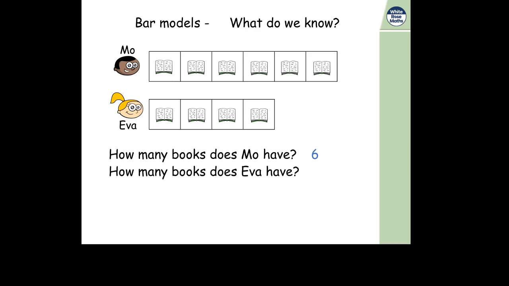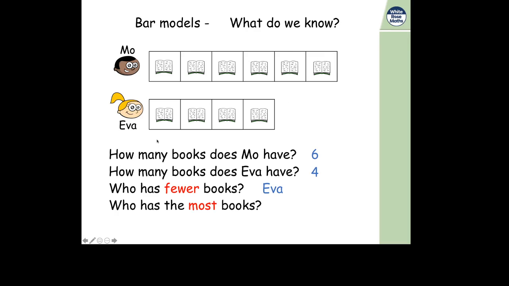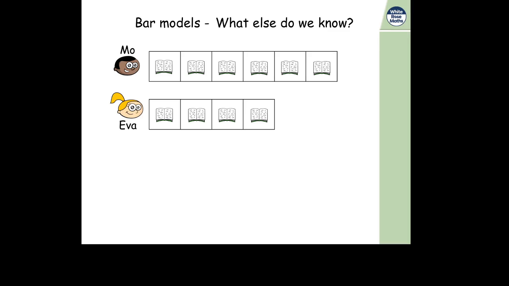How many does Eva have? 1, 2, 3, 4. Who has fewer books? Just by looking at that, who has a less number of books? The answer is Eva. Because you can see Mo's bar model goes on a lot further than Eva's does. So who has the most books then? So that's the opposite, isn't it? So it's going to be Mo. So what do we want to know? We want to know how many more books does Mo have.